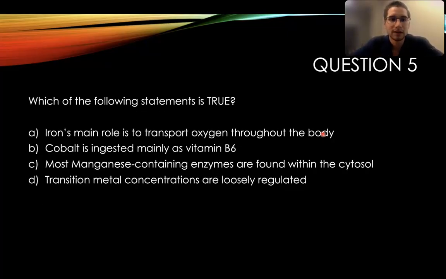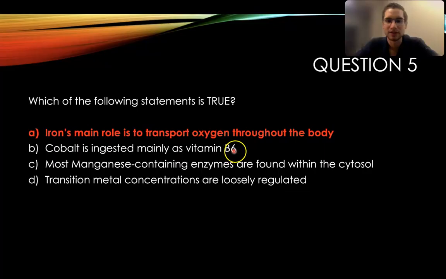So, question 5. Which of the following statements is true? Correct answer is A. Iron's main role is to transport oxygen throughout the body. That might have been pretty easy. Cobalt may have been a little bit tricky, but it's vitamin B12, remember. Most manganese-containing enzymes are not found within the cytosol, they are found within the mitochondria. And then transition metal concentrations are loosely regulated. That statement is false. They're tightly regulated via multiple mechanisms between absorption, excretion, and transport.